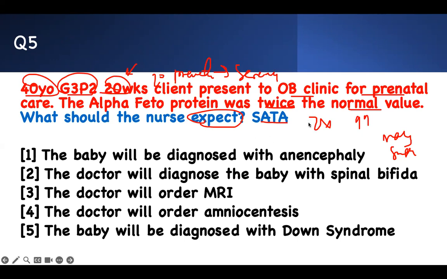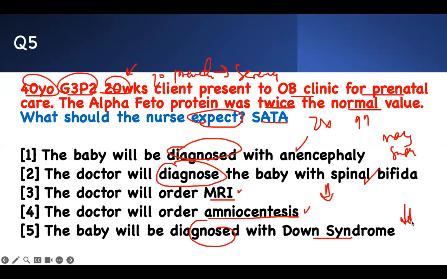When your alpha fetoprotein is high, it may indicate anencephaly. It may indicate what? Spina bifida. But it does not mean you have a diagnosis of it. It does not mean that you will be diagnosed with that. It means that when we see that, we need to confirm it. Confirmatory test is amniocentesis. You can order MRI, but there's a better choice. It's amniocentesis. When the alpha fetoprotein is high, you cannot make a diagnosis of Down syndrome. With Down syndrome, usually the alpha fetoprotein is low.